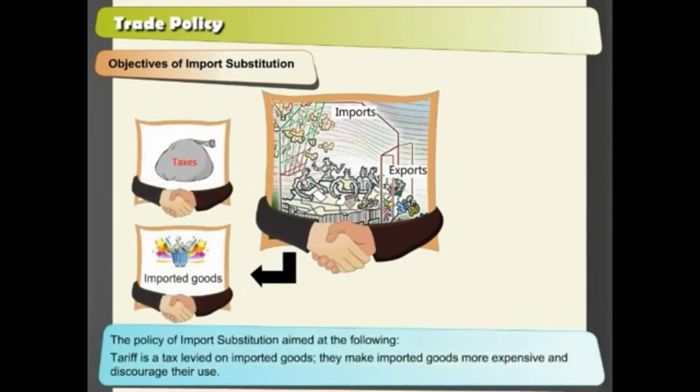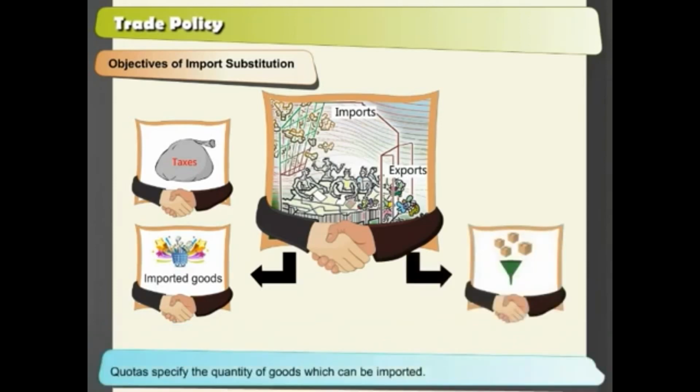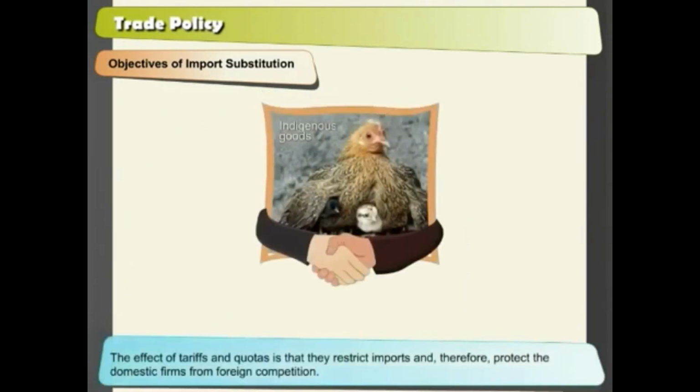Let us understand these terms in greater detail. Looking from the perspective of import substitution, a tariff is a tax levied on imported goods. They make imported goods more expensive and discourage their use. Quotas specify the quantity of goods which can be imported. The effect of tariffs and quotas is that they restrict imports and therefore protect the domestic firms from foreign competition.